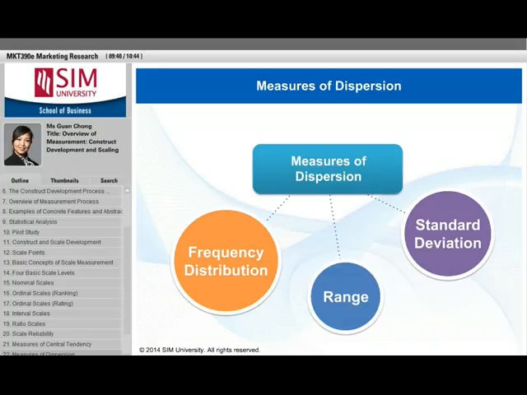Measures of dispersion relate to how the data are dispersed around a central tendency value. These sample statistics allow researchers to report the diversity of the responses to a particular scale measurement. They include the frequency distribution, the range, and the estimated sample standard deviation.